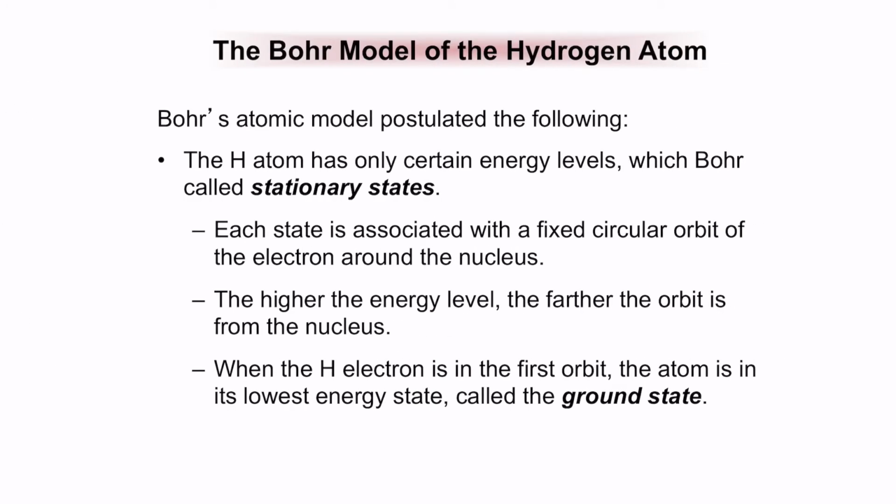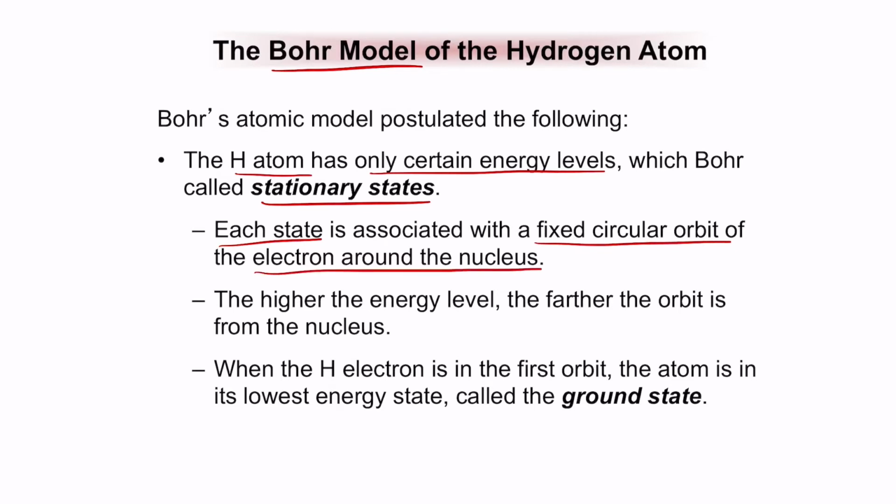So this was first explained by Bohr's model. Bohr's atomic model: Niels Bohr first postulated the idea behind why the atomic spectra exists. He postulated that the hydrogen atom has only certain energy levels, and he called them stationary states. Each state is associated with a fixed circular orbit of the electron around the nucleus. And the higher the energy level, the farther the orbit is from the nucleus.